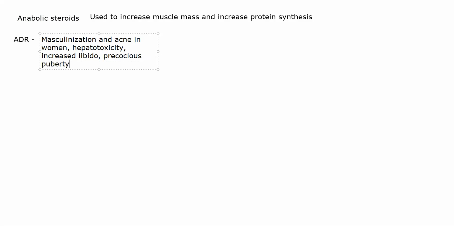Precocious puberty is when puberty is induced quickly, okay, earlier than normal. So normally puberty comes around 12, 13, 14, right? Precocious puberty is when puberty occurs around 8, 9 years of age. Okay, that is because of anabolic steroids, if used, generally in young boys.